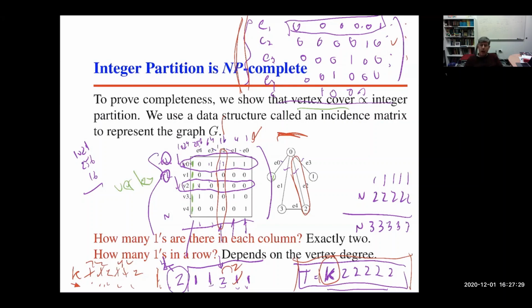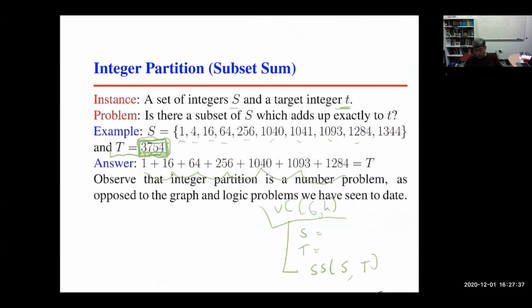Any questions? How was the graph formed? The graph is the input. What are we doing here? We are showing vertex cover is the input. I am constructing a bunch of numbers, which I just described. I constructed a target I just described. Now, if you have a subset sum solver on these numbers, there will be a subset of numbers that adds up to the target if and only if there is a set of k vertices that forms a cover in that graph.